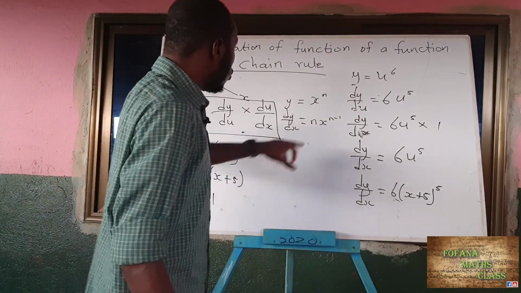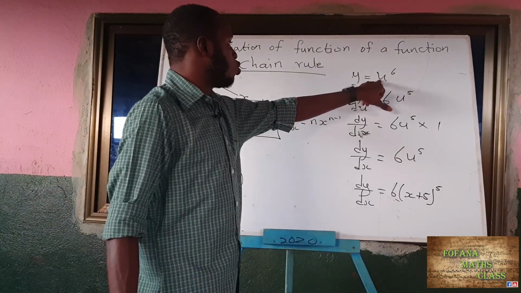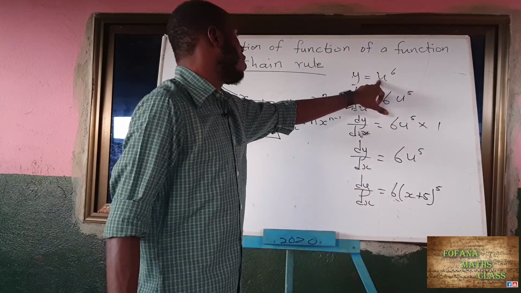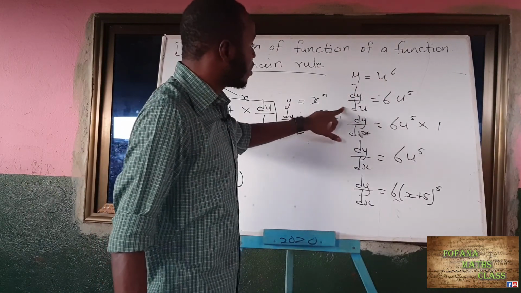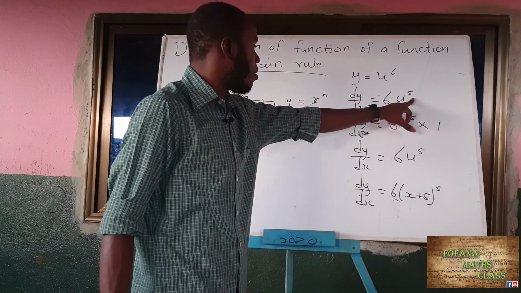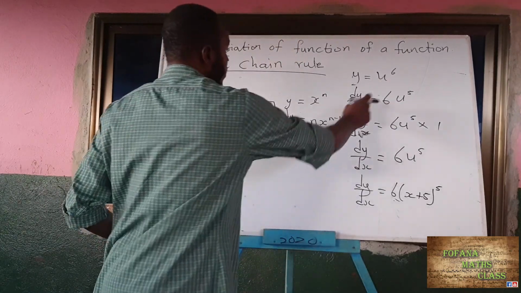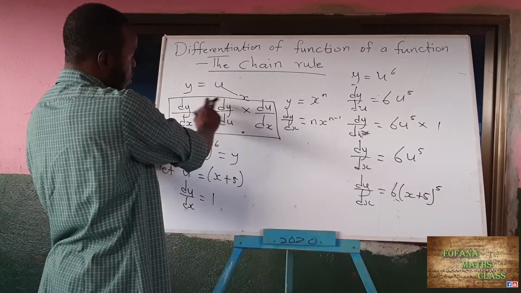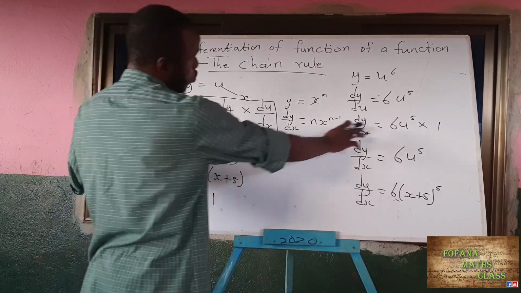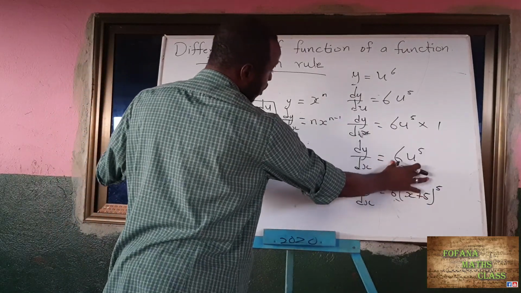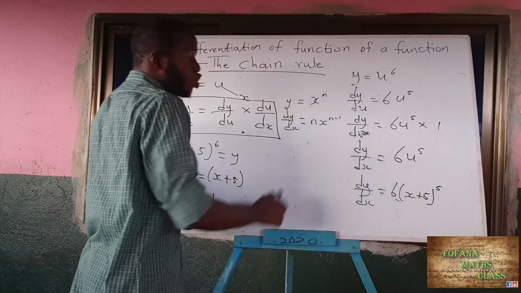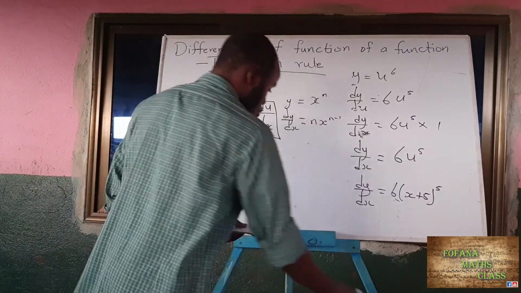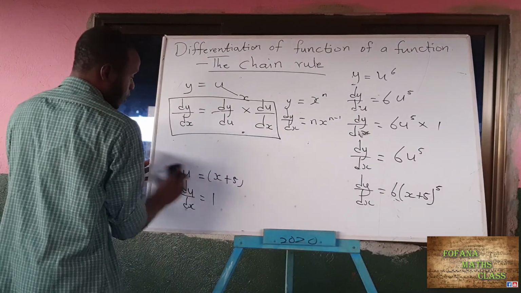Then we know that y is equal to what? u to the power 6. Then we differentiate this y, u to the power 6. After differentiating it, you obtain 6 times u to the power 5. Then you substitute what you have done here into the formula that we just derived. When you do that, this is what you'll be obtaining. Then you substitute the u. Since you let u be equal to the bracket, which is x plus 5, you substitute it back into the formula. Let's look at one more example.